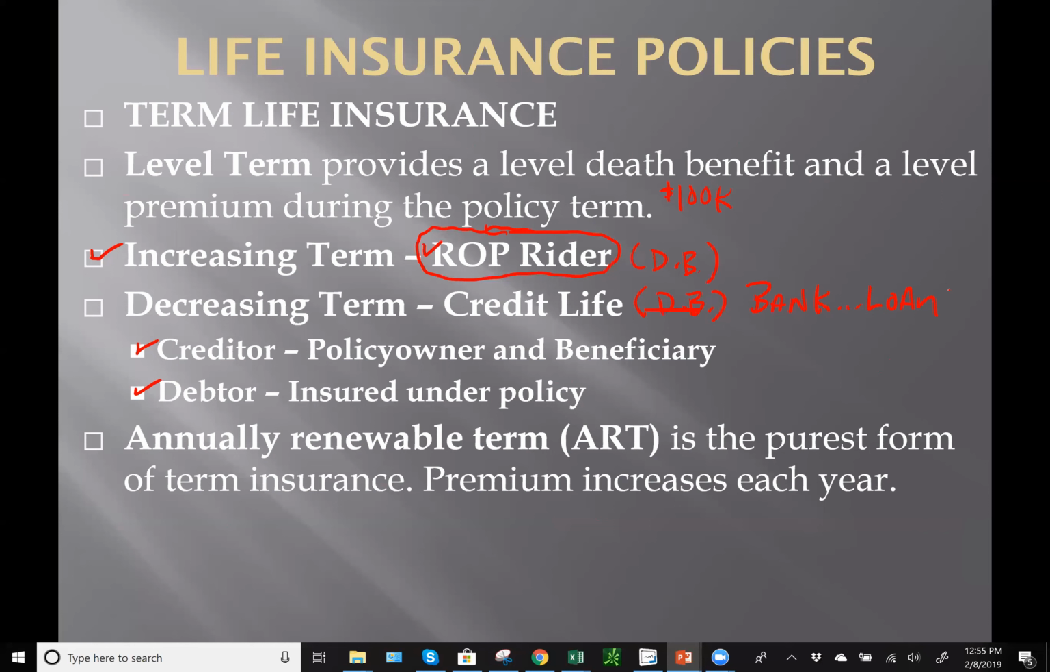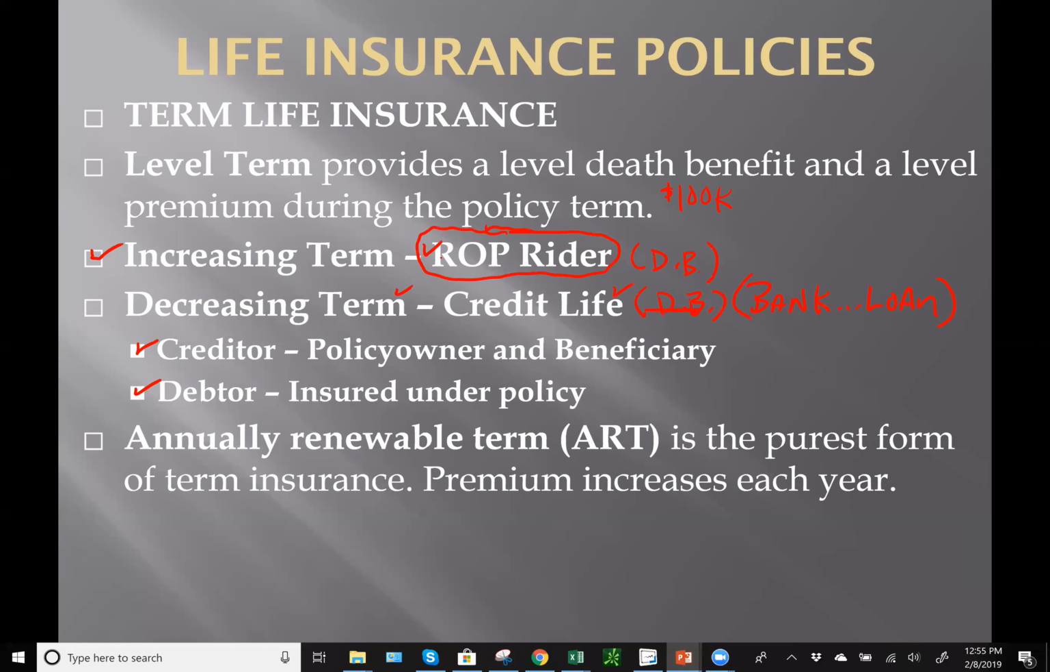So on your test, this is very important. If you have any type of question about anybody going to a bank to get a loan, stop reading after you see somebody's going to a bank to get a loan and look for either credit life or decreasing term insurance. There is no other answer right now that it could be. I'm going to give you one other one in a later video, but right now, if somebody goes to a bank to get a loan, it's either credit life or decreasing term insurance.